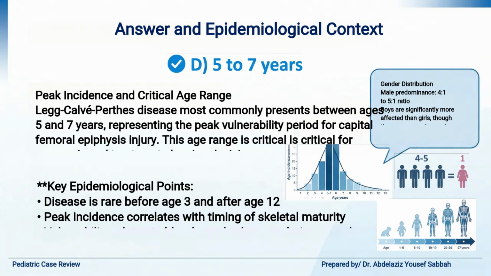Key epidemiological points. The disease is rare before age 3 and after age 12. Peak incidence correlates with the timing of skeletal maturity, and vulnerability relates to blood supply changes during growth. Earlier onset generally indicates a better long-term prognosis. Regarding gender distribution, there is a marked male predominance with a 4-to-1 to 5-to-1 ratio. Boys are significantly more affected than girls, though the reason remains unclear.